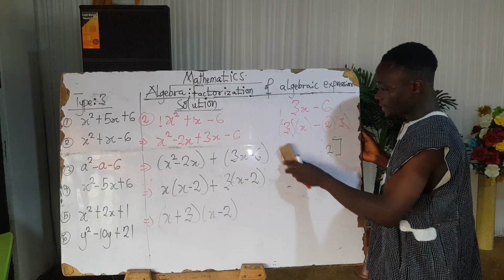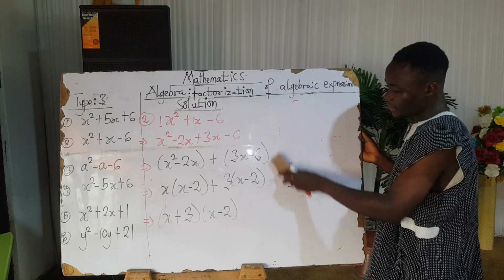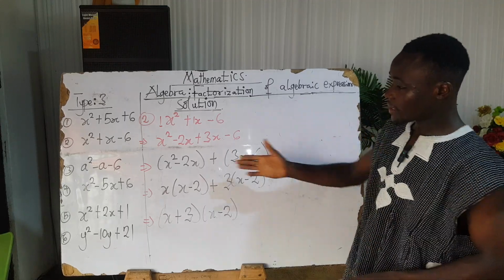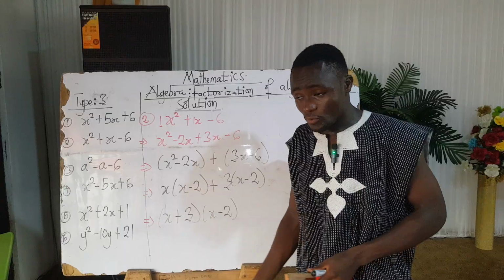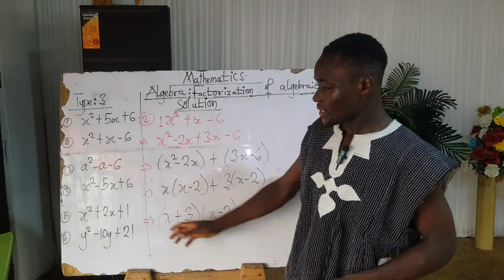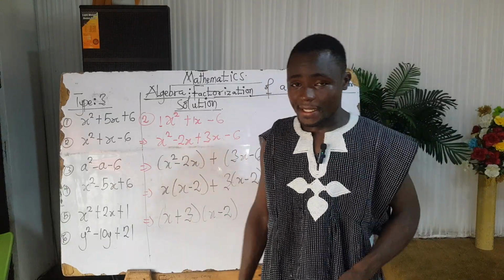I believe you are clear with that. Very good. So that is how to factorize question number 2, also being a quadratic trinomial. So you take your time, you glance through, and afterwards we all dive into question number 3.